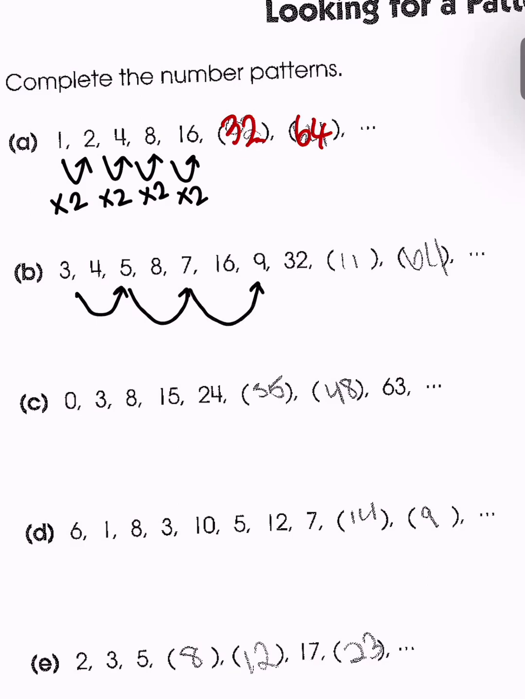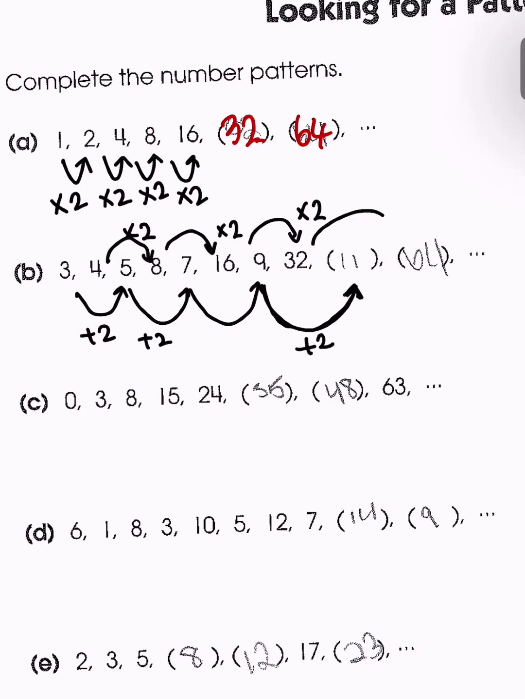And so if we look here for the odd numbers, we're increasing the odd numbers by 2: 3 to 5, 5 to 7, 7 to 9, 9 to 11. But if we look at the even numbers, we're multiplying by 2. 4 times 2 is 8, 8 times 2 is 16, 16 times 2 is 32. Then our next number is going to be odd, so we add 2. So it's 9 plus 2, which is 11. And then for even, we multiply by 2, so 32 times 2 is going to be 64.